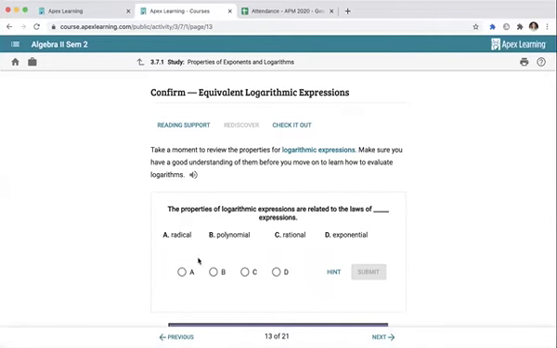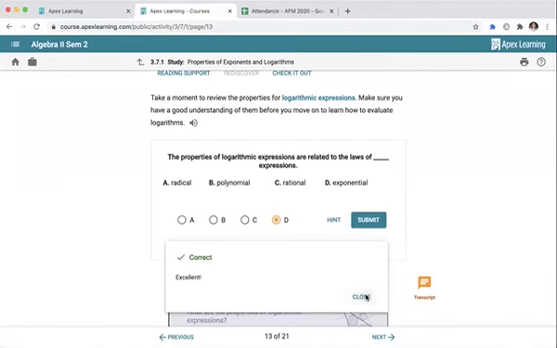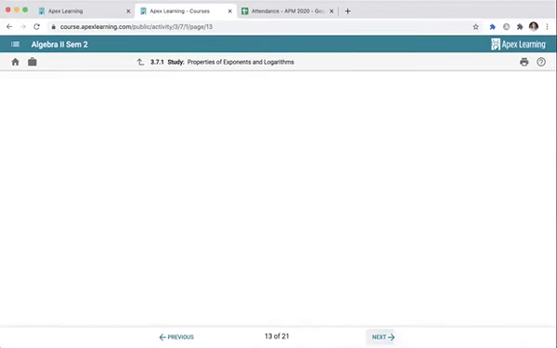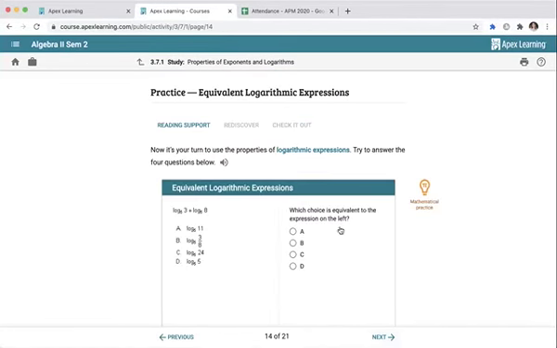Okay, so the properties of logarithmic expressions are related to the laws for exponential expressions, right? So there are some similarities here, right? And you can look at that again, the multiplication, addition, division, and subtraction.